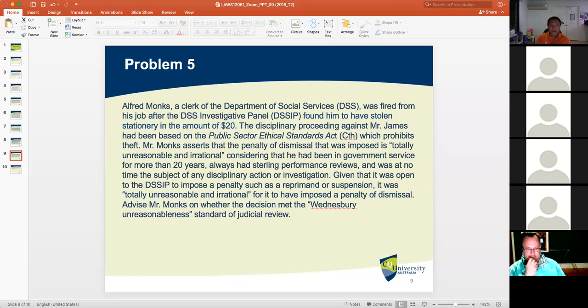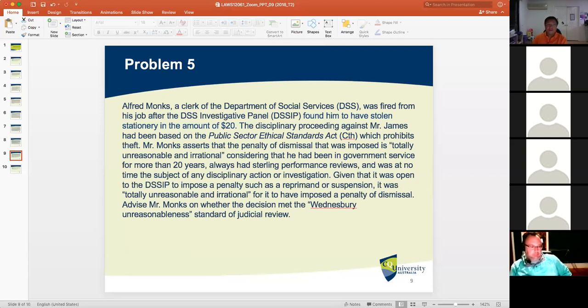In this particular case, the theft of the amount of $20 and the penalty involved is dismissal. I think I would argue strongly that is just unreasonable. How could a reasonable person impose a penalty of dismissal for the theft of $20, given the fact that this guy, Monks, has been there for 20 years and has at no time been the subject of any disciplinary action or investigation?